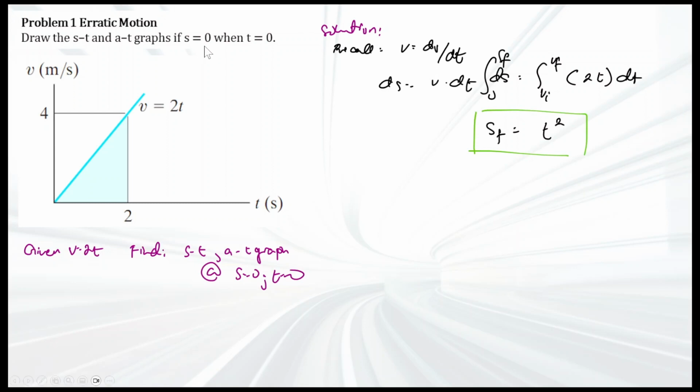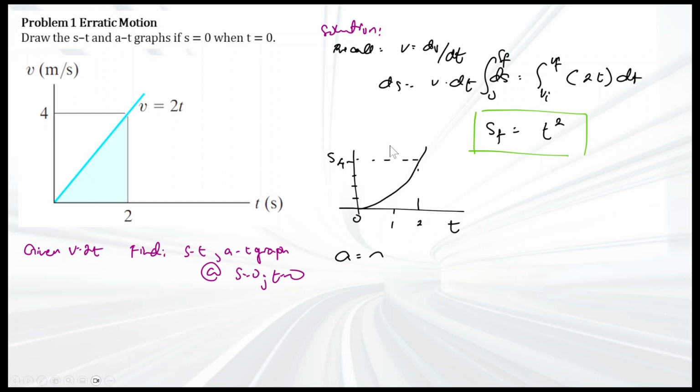We're already given s equals 0. So when we integrate this, it's going to be s, and we substitute s-f here. That's good. So we have our first equation, s-f equals t squared. Next up is we need to get the graph. So it's going to look something like this. So t squared, you can assign arbitrary values. So when t equals 0, s equals 0. That's correct. When t equals 1, s-f equals 1. And then when t equals 2, that will be 4.